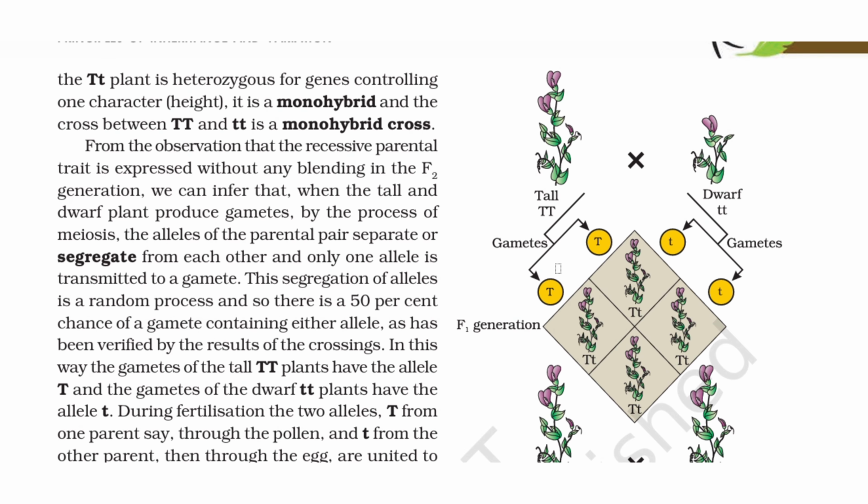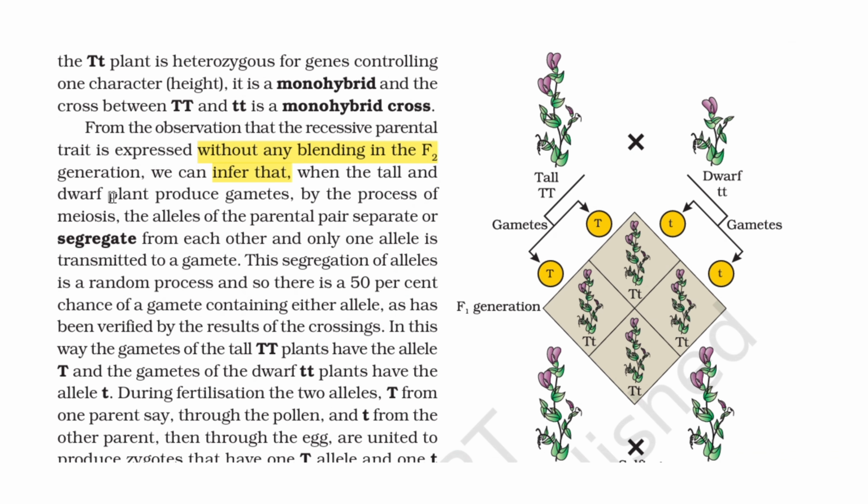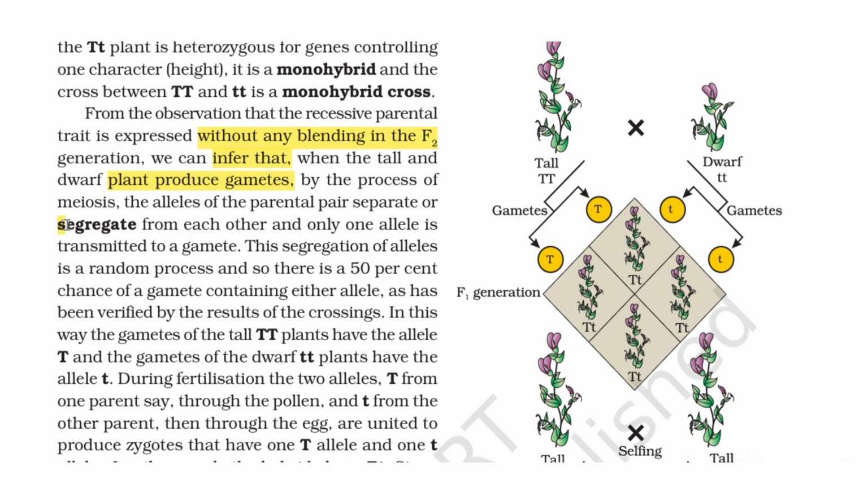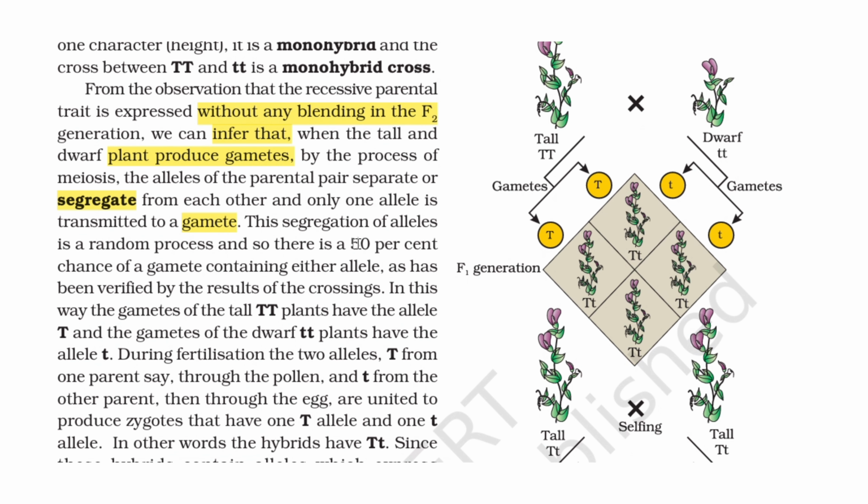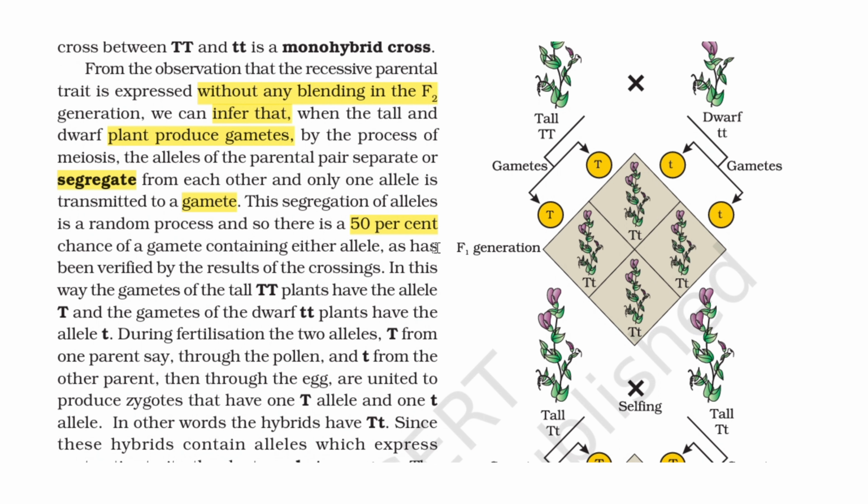From the observation that the recessive parental trait is expressed without any blending in the F2 generation, we can infer that, when the tall and dwarf plant produce gametes, by the process of meiosis, the alleles of the parental pair separate or segregate from each other and only one allele is transmitted to a gamete. This segregation of alleles is a random process and so there is a 50% chance of a gamete containing either allele, as has been verified by the results of the crossings.